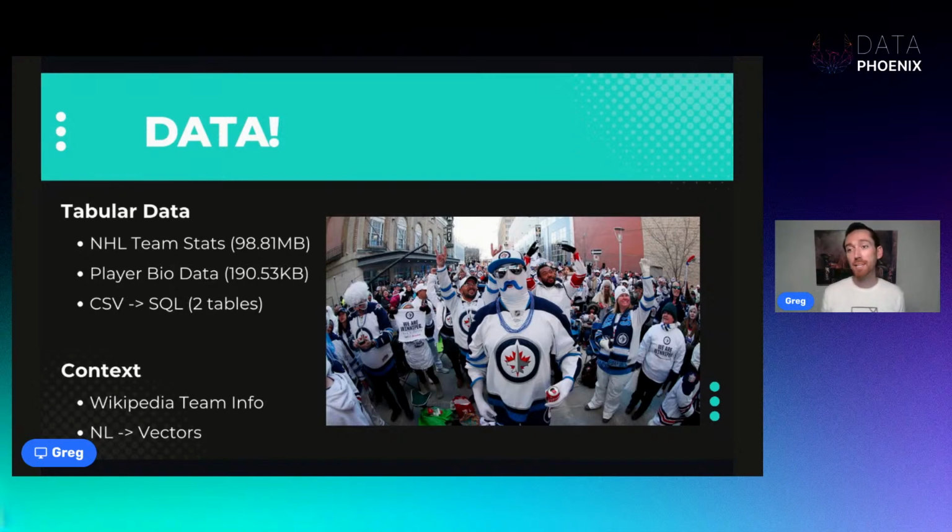Then in terms of the natural language data, we're going to use the Wikipedia team info data, and we're going to take the natural language, the words, turn them into numbers, into vectors, and put them into a vector store. And it's the contextual data that's going to allow us to answer a question like, what the heck is going on in this picture right here?